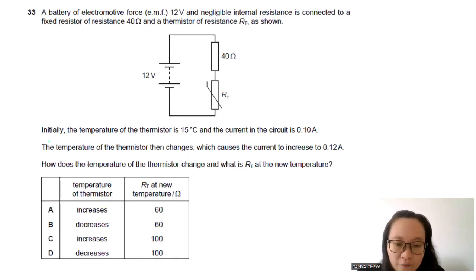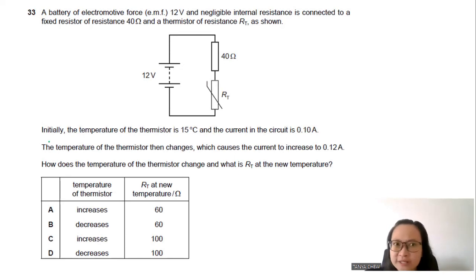33. A battery of electromotive force EMF 12 volt and negligible internal resistance is connected to a fixed resistor of resistance 40 ohm and a thermistor of resistance R as shown. Initially, the temperature of the thermistor is 15 degrees Celsius and the current in the circuit is 0.1 ampere. The temperature of the thermistor then changes, which causes the current to increase to 0.12 ampere. How does the temperature of the thermistor change, and what is the resistance of the thermistor at the new temperature?